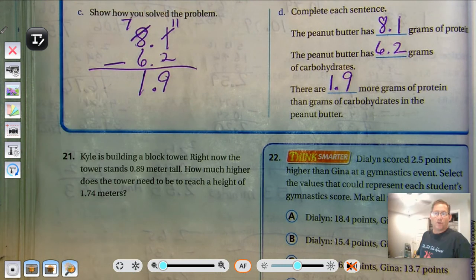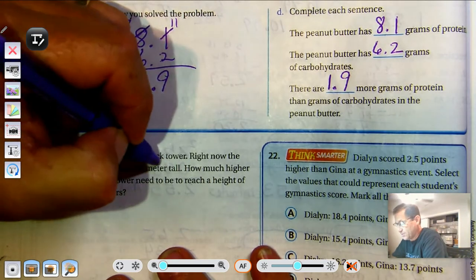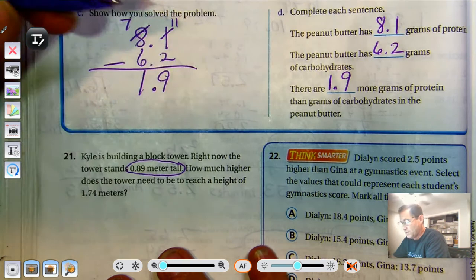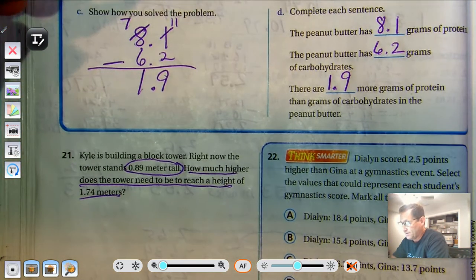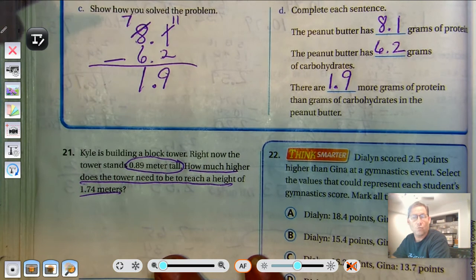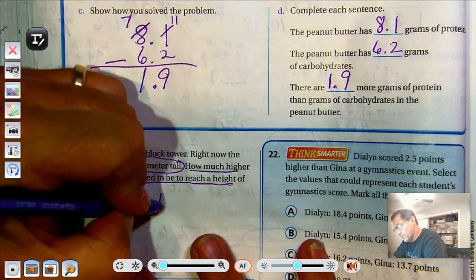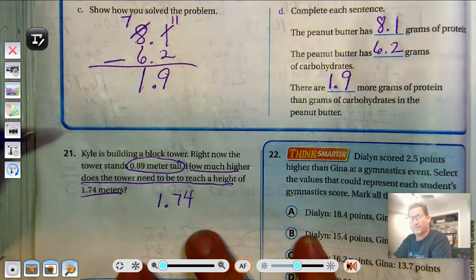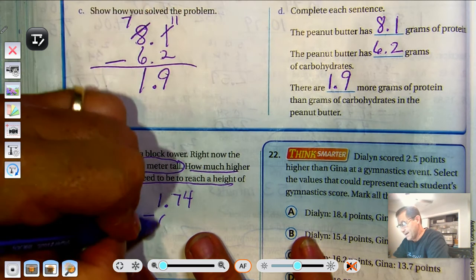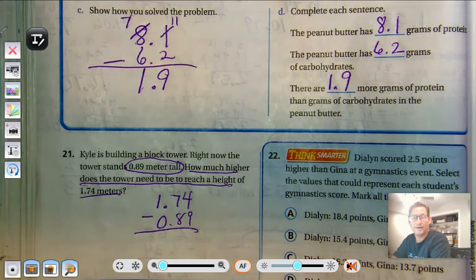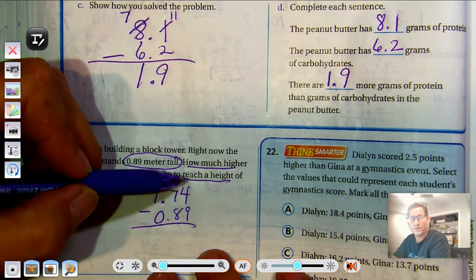Kyle is building a block tower. Right now, the tower stands 8/100 meter tall. How much higher does the tower need to be to reach a height of 1 7/10 meters? Okay, so if I subtract the end height from how far it is right now, that'll tell me how much more has to be added. So 9 hundredths taken from 4 hundredths, you can't do that.